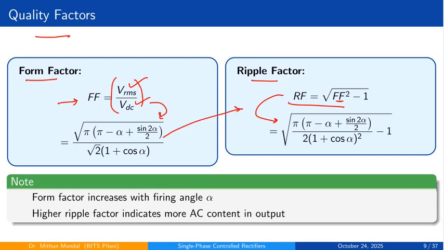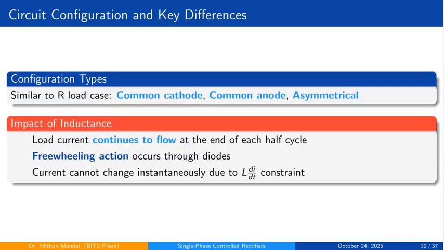The note that we have is that the form factor increases when the firing angle increases. So an increase in the firing angle will increase the form factor. And a higher ripple factor indicates more AC content in the output. So a higher ripple factor is required only if you require more AC content in the output. But since it is a rectifier, we need only the DC supply at the output. So ripple is not necessary at the output.